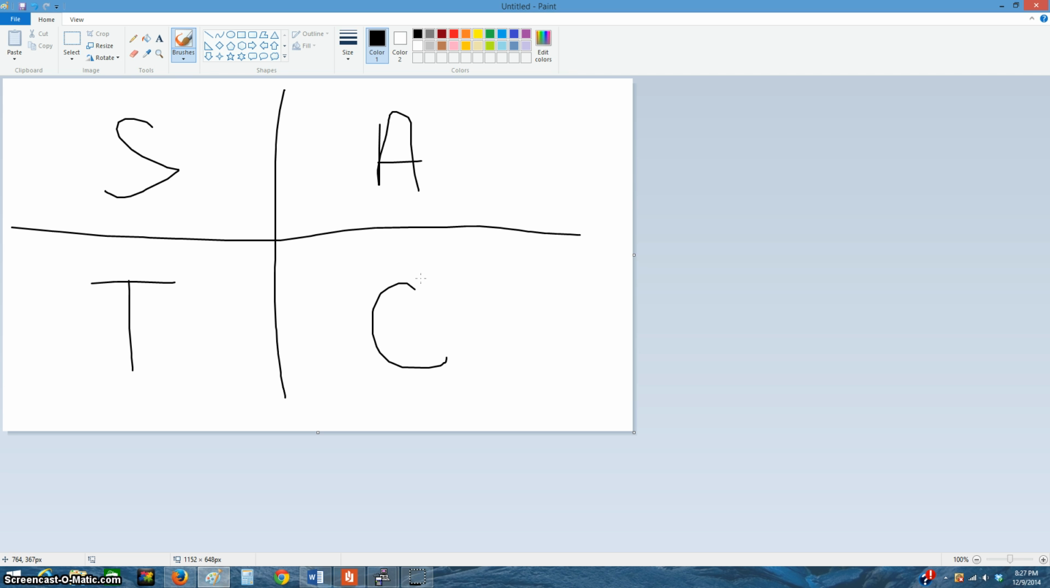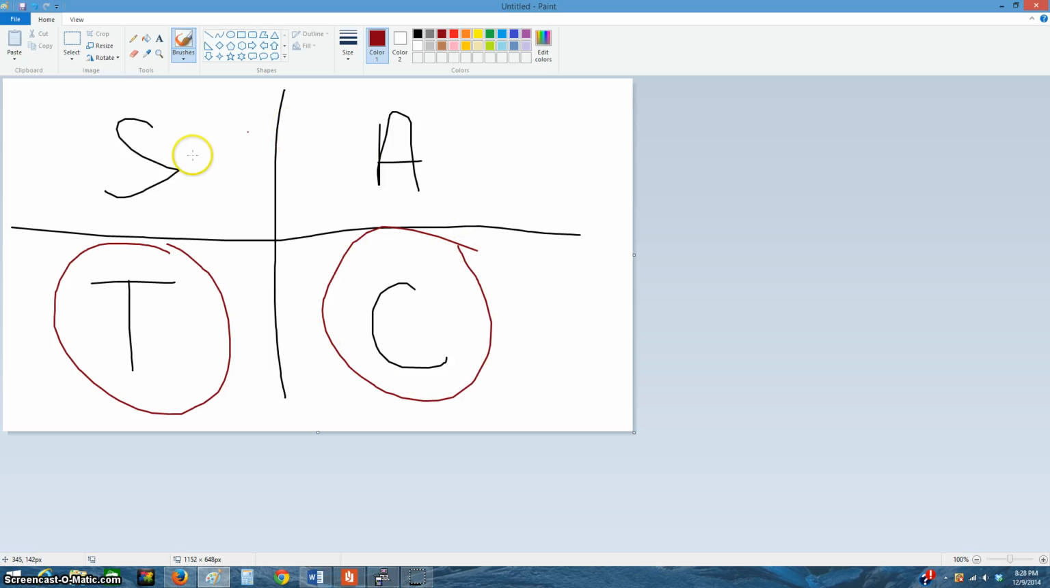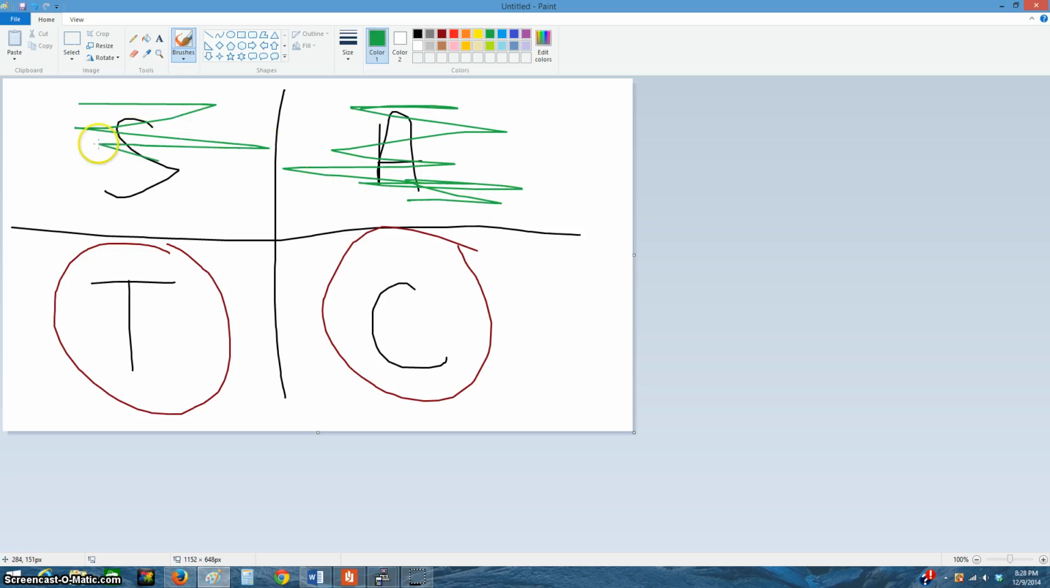So, sine of theta is less than 0, so out of these 4 quadrants, where is sine negative? That means that sine is negative here and here, because in quadrants 1 and 2, they are positive. So we're going to scratch those out. We're no longer concerned with those quadrants anymore. So now we're left with 2.